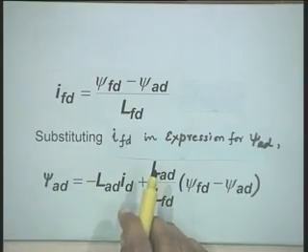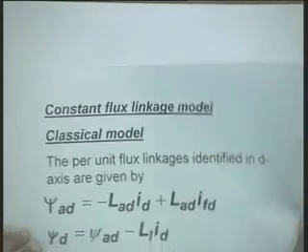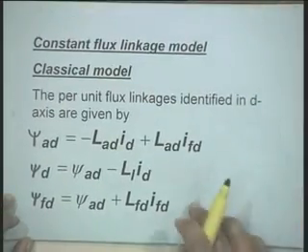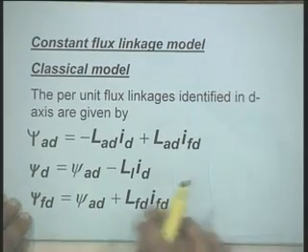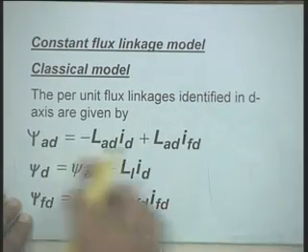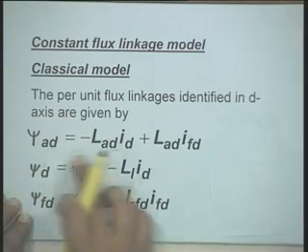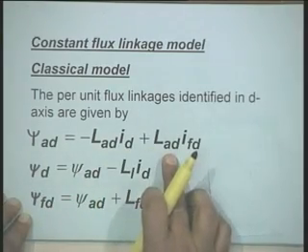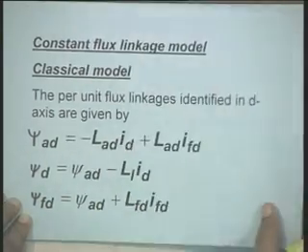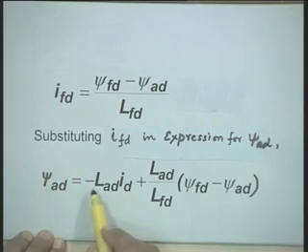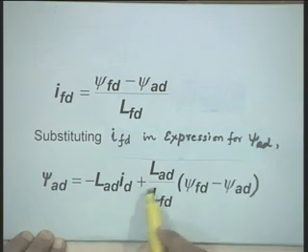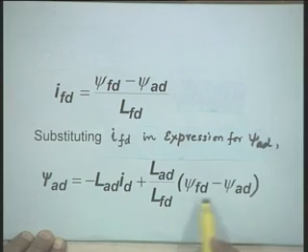We eliminate the term IFD from the first equation, that is psi AD which is equal to minus LAD ID plus LAD IFD. You substitute the expression for IFD. Then psi AD will be written in the form minus LAD ID plus LAD upon IFD, psi FD minus psi AD.